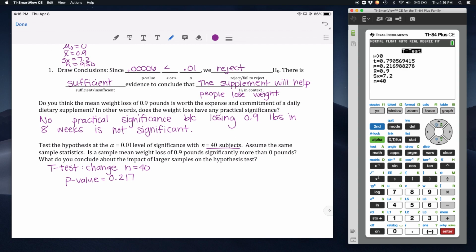So because of that, you'll notice here that our p-value is greater than alpha. So that means, 0.1 is what we use, not 0.5. So that would mean we failed to reject the null here. And we would conclude that there is not sufficient evidence, right? Failed to reject the null, and there is insufficient evidence to conclude the supplement will help people lose weight.